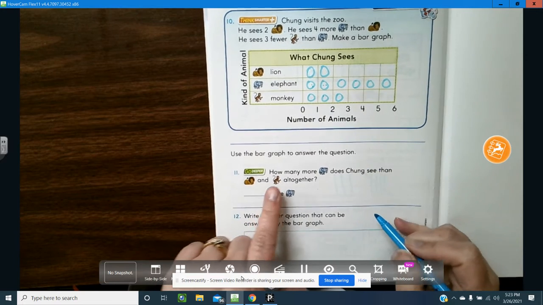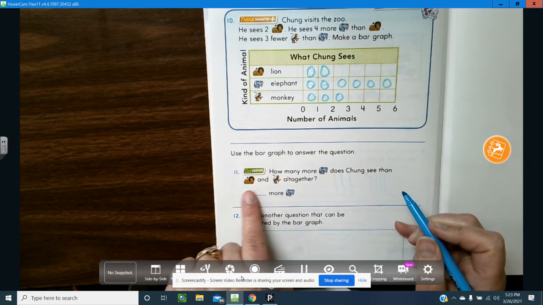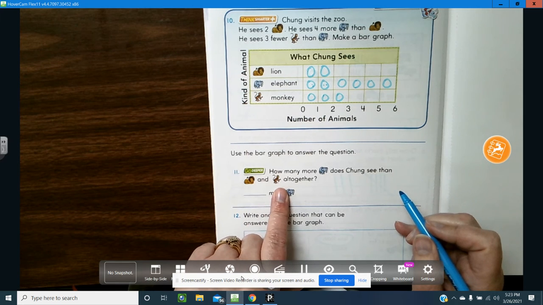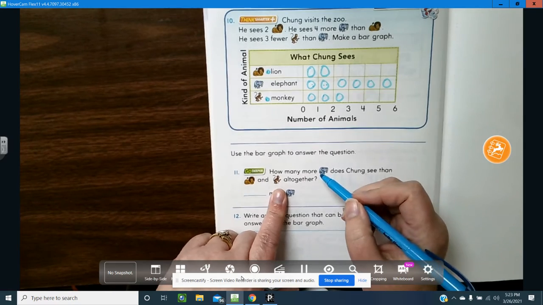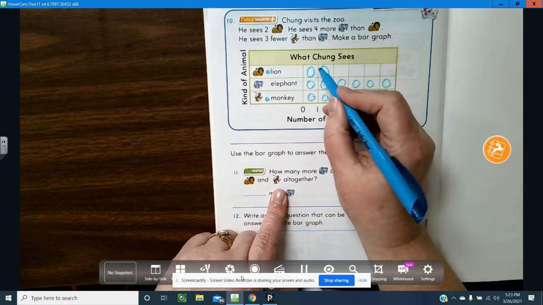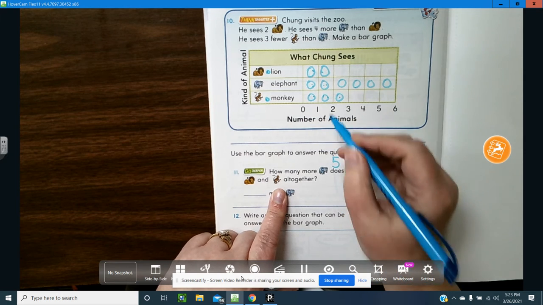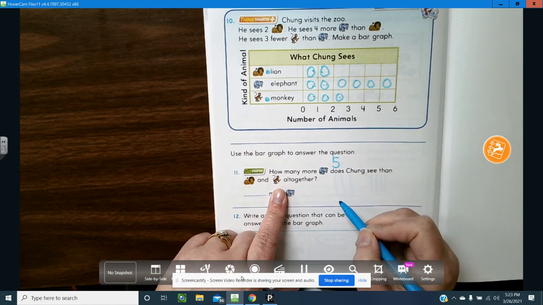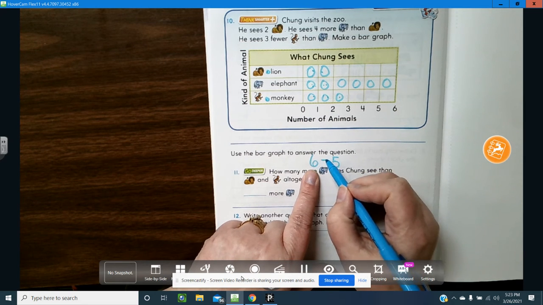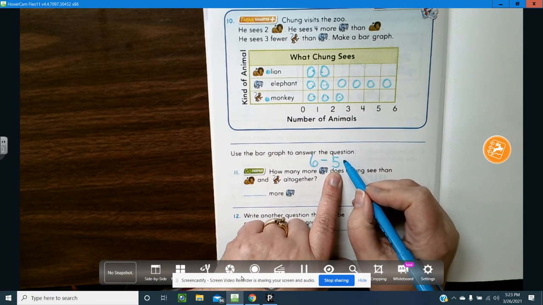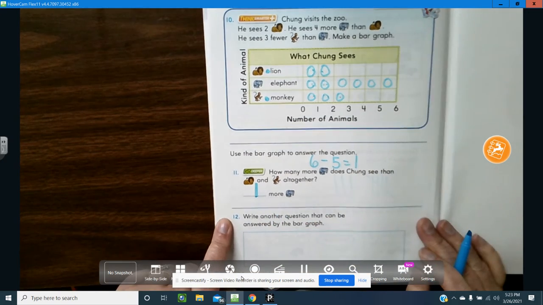Now, the question says, how many more elephants does Chung see than a lion and monkey together? So the first thing we got to do is figure out the lion and the monkey together. They have 1, 2, 3, 4, 5. So there's 5. There were 6 elephants. How many more elephants? So we're going to have the 6 elephants take away the 5 other animals. And that means there was 1 more elephant.